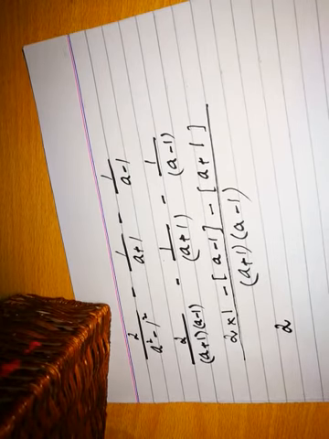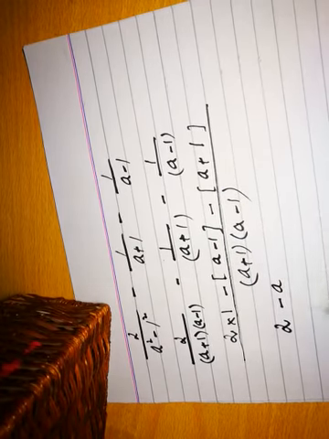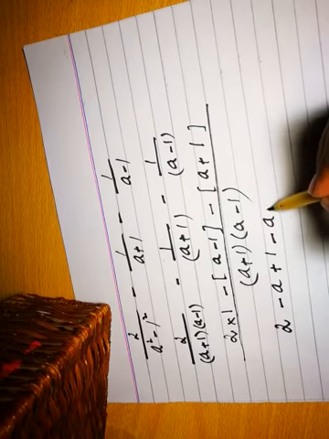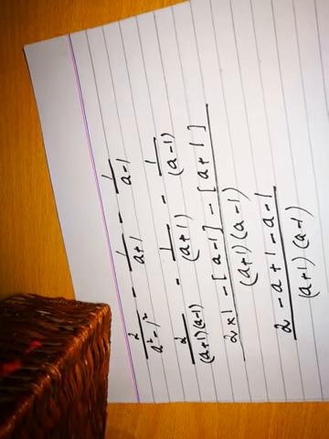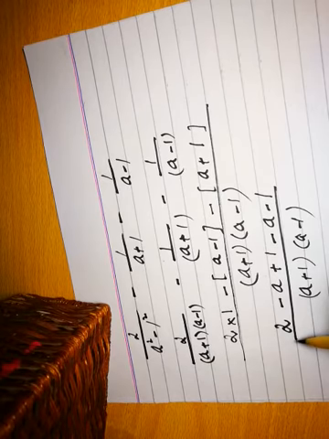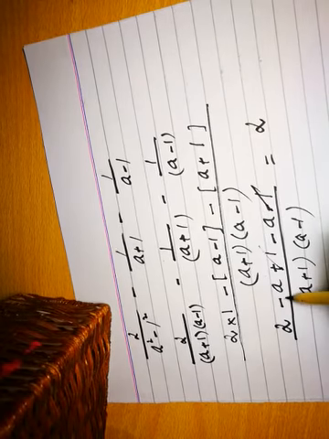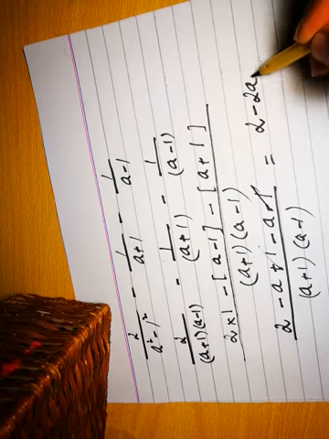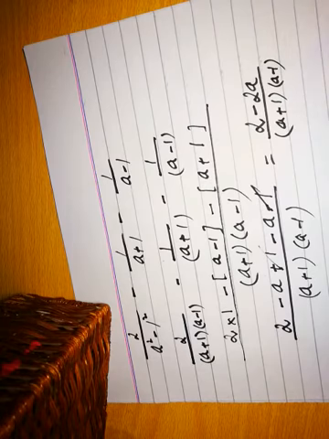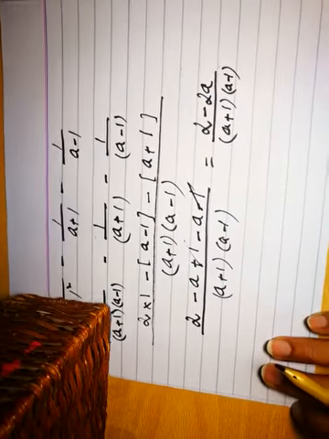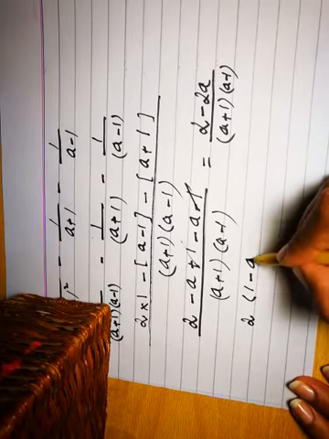Now I'm going to open the brackets. 2 times 1 will give me 2. This bracket will be opened: minus a, because a is positive, it will become negative. Negative 1 will become positive 1. Negative a, negative 1 whole divided by a plus 1 and a minus 1. Now, 1 and minus 1 will cancel out. So I'm left with positive 2. Minus a and minus a will give me minus 2a, over a plus 1, a minus 1. Now, if you take 2 common, you will be left with 1 minus a.